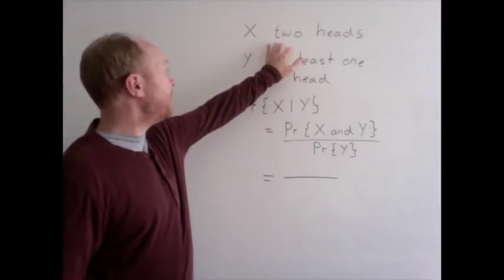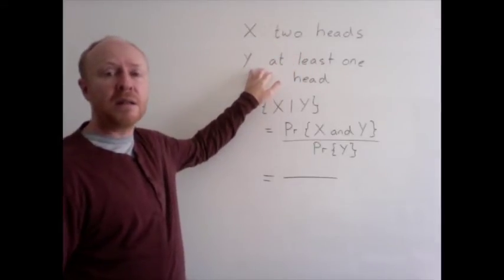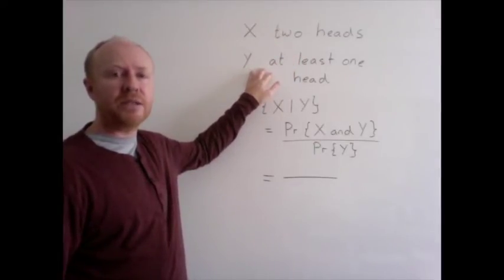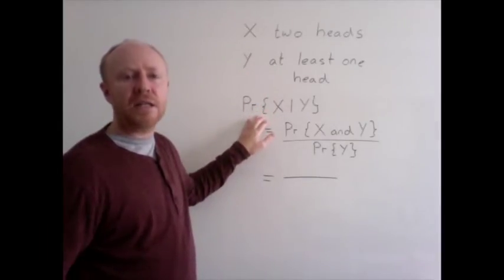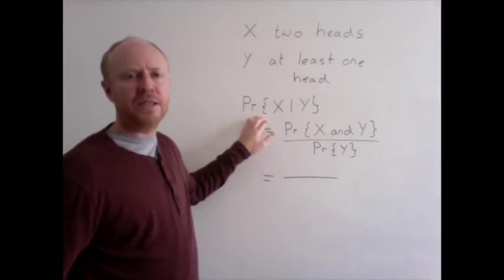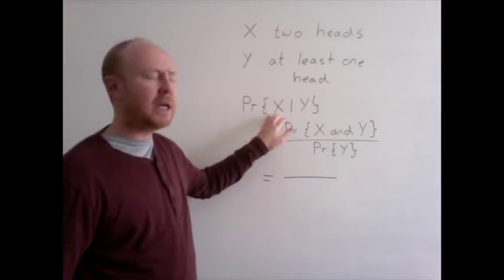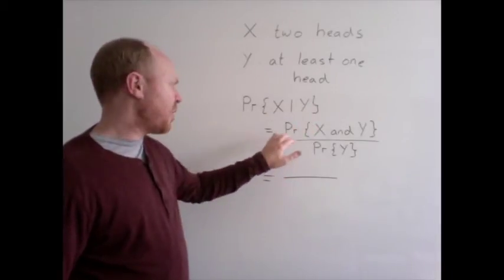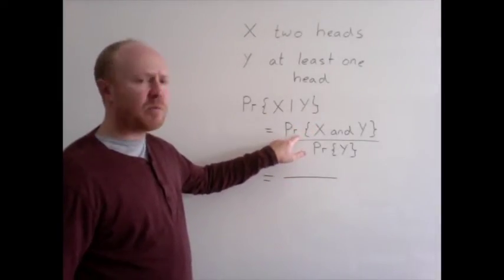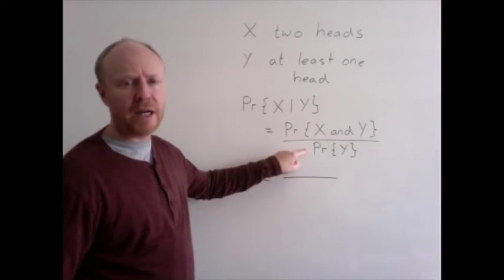Let's let x be the event that both coins come up heads, and let's let y be the event that at least one of the 2 coins comes up heads. We are trying to find the conditional probability that x occurs given that y is stipulated to occur. So the probability that 2 heads will occur given that at least 1 head occurs. The formula tells us that this probability is given by the probability of both x and y occurring divided by the probability of y occurring. So let's think about those 2 probabilities.